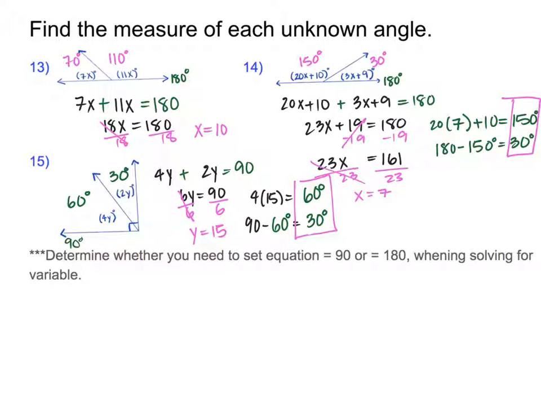All right, and you might notice there's this little note down here. It's just to help you out. It says to determine whether you need to set the equation equal to 90 or 180. That's me just saying, when you're given these graphs, first determine, are you dealing with a supplementary or a complementary? When you determine that, then you know what to set the equation equal to. And then you can solve for the variable, plug it back in to solve your actual angles. I hope that helps you out.